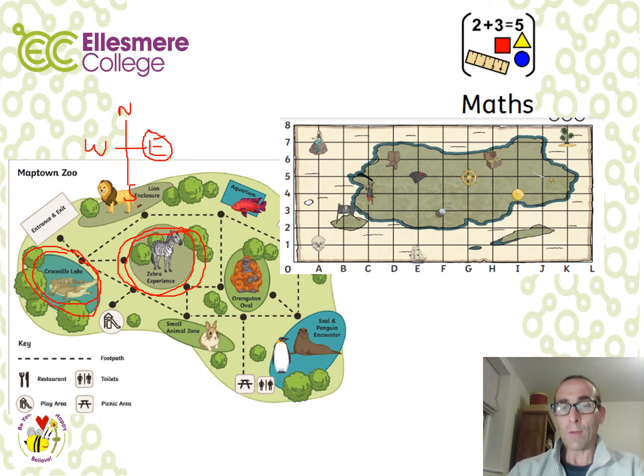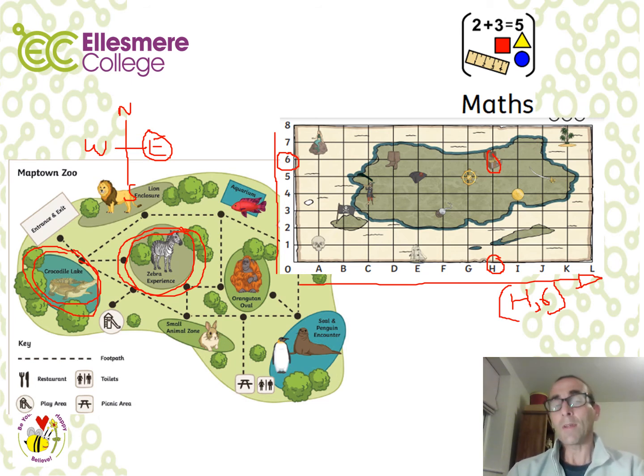So we must remember that as we're reading coordinates, we start reading at the bottom. So if we look at where the treasure chest is here, that starts with H, and then we go up the side. So the coordinate is 6. So the treasure chest is on H6. We'll put those in brackets so we know that they're linked together. So we'll be able to practice your use of description, of using a compass point, and also using coordinates.